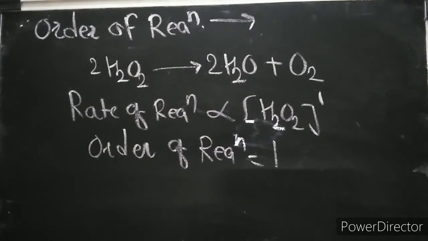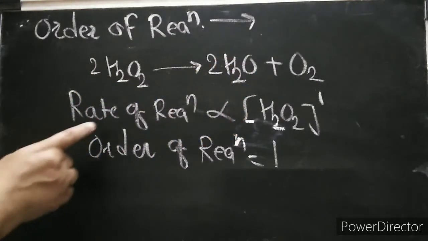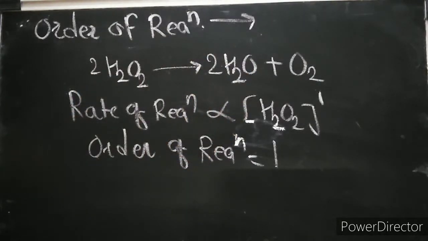Two molecules of H2O2 give 2H2O plus O2. It is experimentally found that the rate of reaction is proportional to the first power of the concentration of H2O2. Therefore, the order of reaction is 1. But see, one more thing. What is 2? 2 is the stoichiometric coefficient, meaning 2 molecules of H2O2 are taking part in the reaction. That number of molecules which take part in an elementary reaction is called the molecularity.